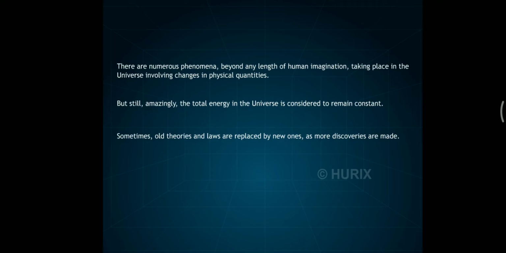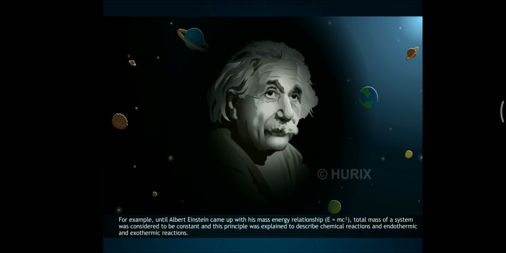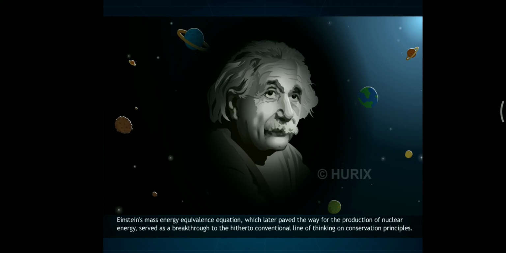Sometimes, old theories and laws are replaced by new ones, as more discoveries are made. For example, until Albert Einstein came up with his mass-energy relationship, E equals mc squared, the total mass of a system was considered to be constant, and this principle was used to describe chemical reactions and endothermic and exothermic reactions. Einstein's mass-energy equivalence equation, which later paved the way for the production of nuclear energy, served as a breakthrough to the hitherto conventional line of thinking on conservation principles.